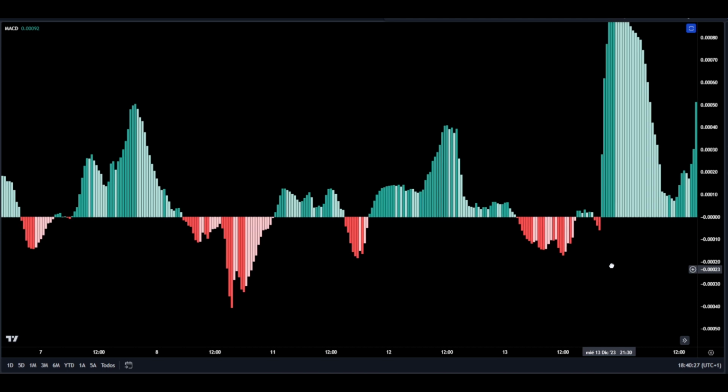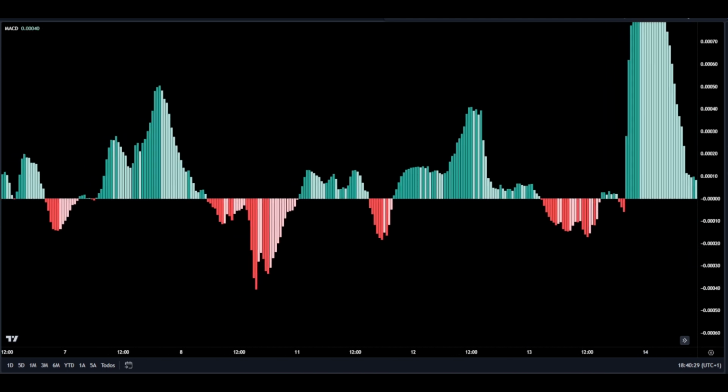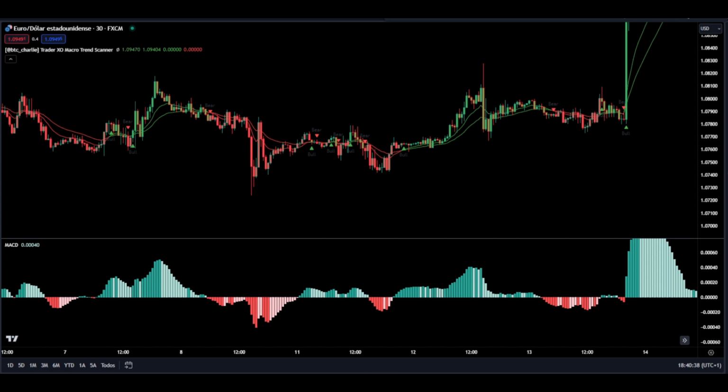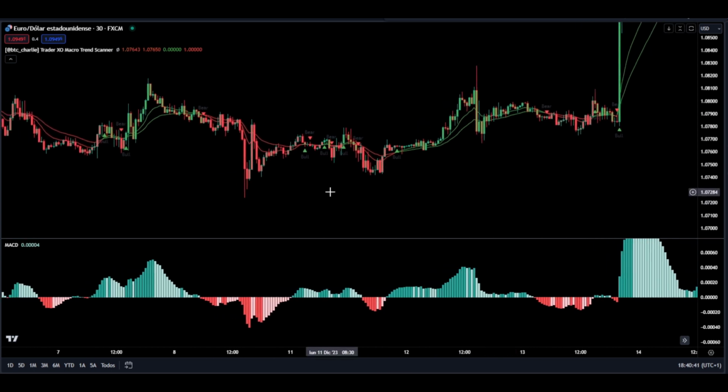In this strategy, if the MACD histogram is below the 0 line, it means that we're currently in a downtrend movement and we're allowed to enter only sell trades. And if the histogram is above the 0 line, it tells us that we are in an uptrend movement and we should enter only buy trades.